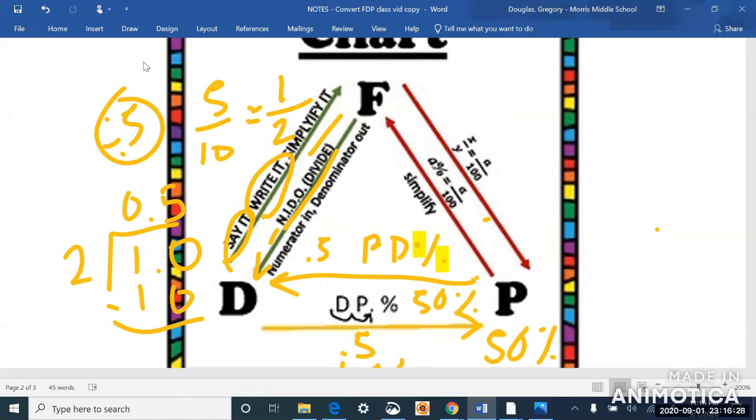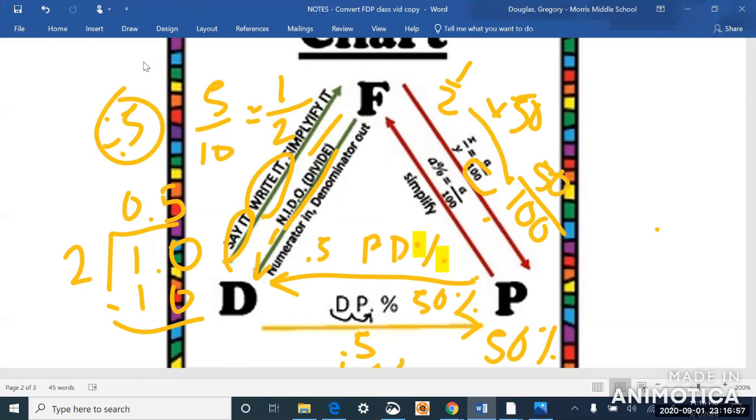So we got that fraction 1/2, and we're trying to get to 100 on the bottom. So how can I get to 100? What times 2 can get me to 100? Times 50. So whatever you do to the bottom, you also do to the top.